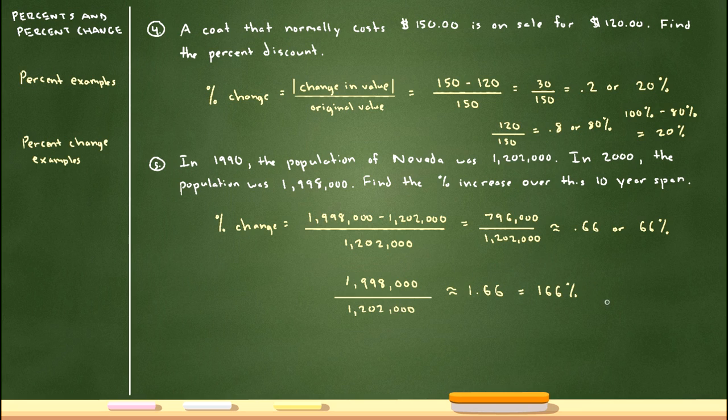So the amount over 100% will be the population growth. So we want to subtract 100% and we get 66%. So that's another way to see that particular answer here. Okay, so either way you think about these problems, we should be getting these answers here.